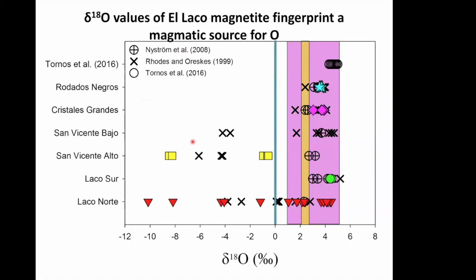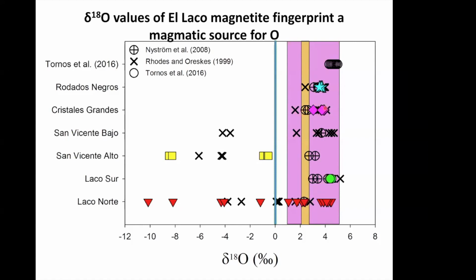And when we look at the data published in many papers, Tornos et al. 2016 is highlighted here, and then other data from Nystrom et al., Rhodes and Oreskes, what you can see is that a majority of the data, including data from our studies, so all of these data here that I'm showing in the colors are from our study. The X's are Rhodes and Oreskes, 1999, and then these data points over here are from Nystrom, 2008. What the data reveal is that all of the data from Rodados Negros plot within the field expected for magnetite that crystallizes from a silicate melt or a magmatic hydrothermal fluid evolved from a silicate melt.